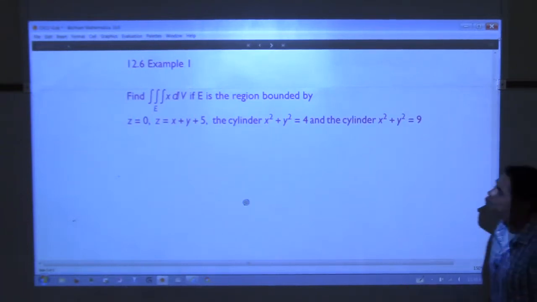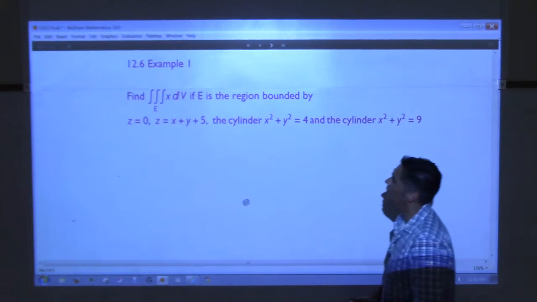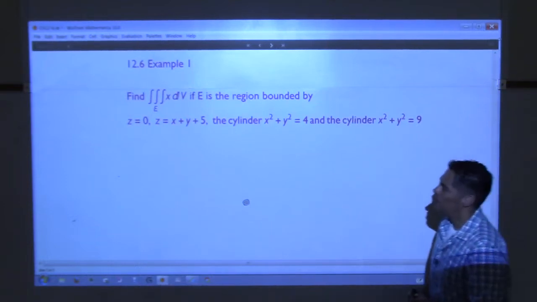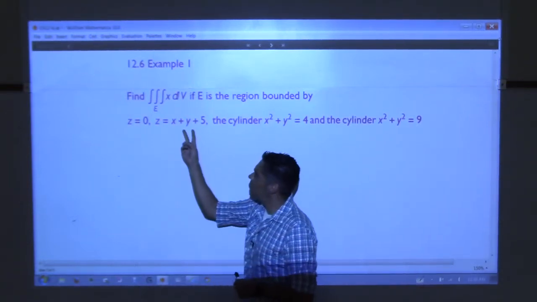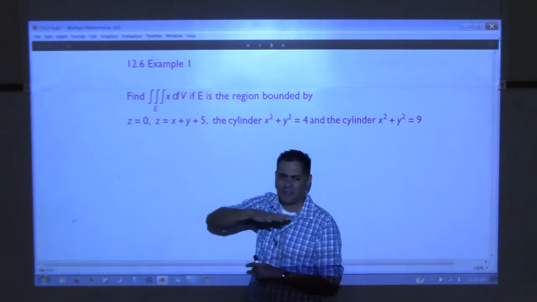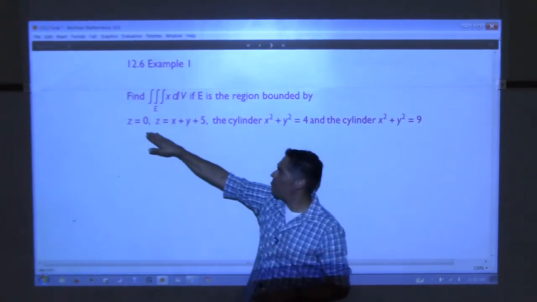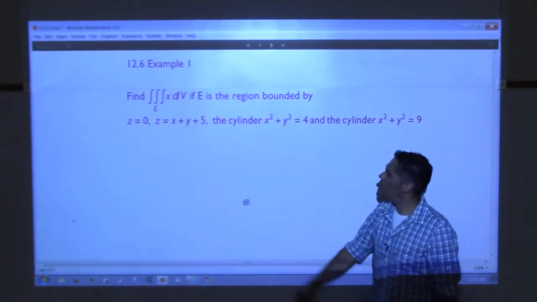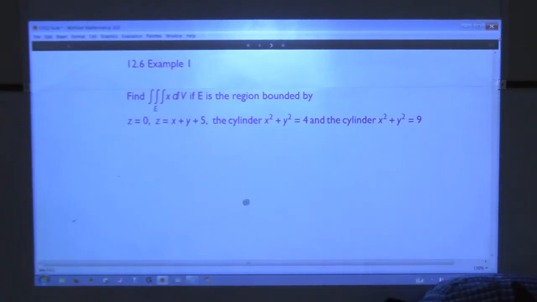Okay, let's try and get our heads around this region here. The region is bounded by z equals 0, the xy plane, that's the floor. z equals x plus y plus 5, which is another plane, but it has some tilt to it. So we've got the ground, we've got some plane with some tilt, we've got a cylinder, x squared plus y squared equals 4. That's a cylinder that opens up the z-axis. It has a radius of 2. And this one, another cylinder opening up the z-axis, radius 3.